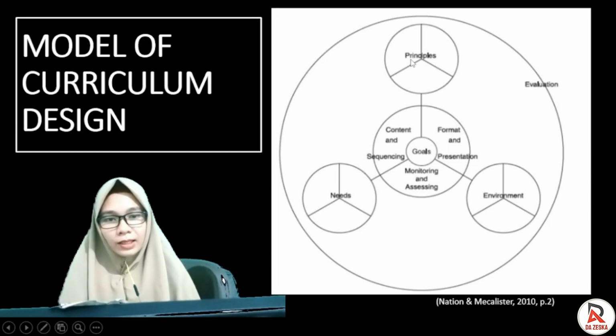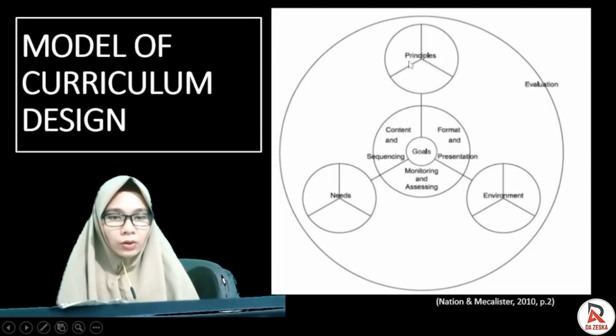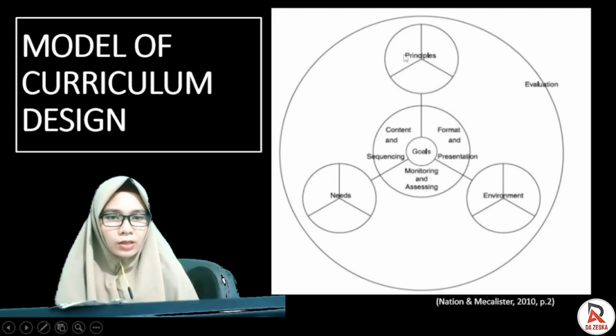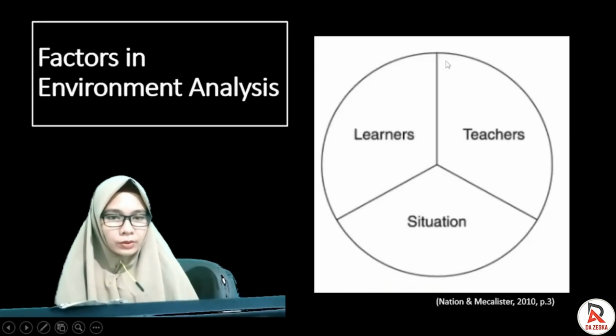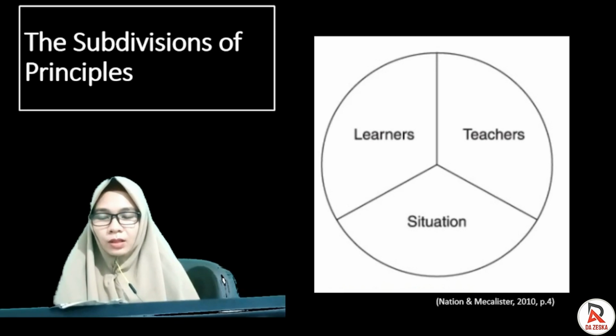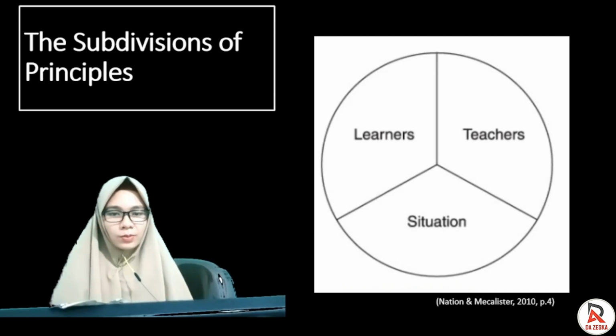Well, finally, we come to the last order. The last order here, this is principles. What are the principles? Here are subdivisions of principles.